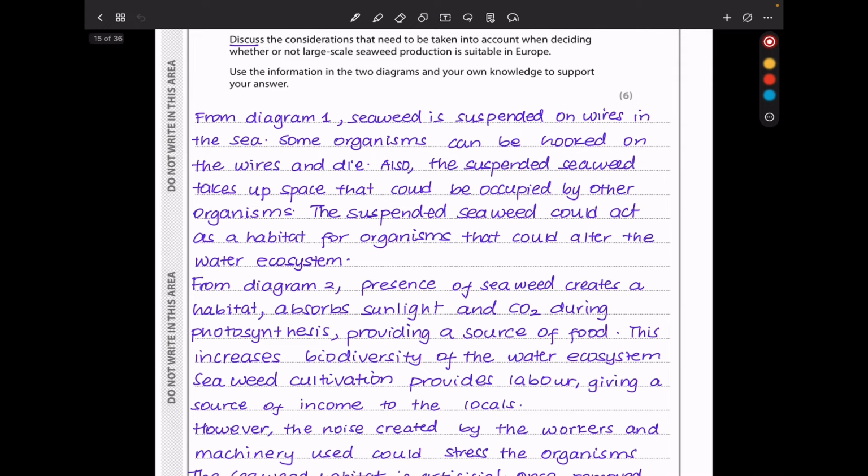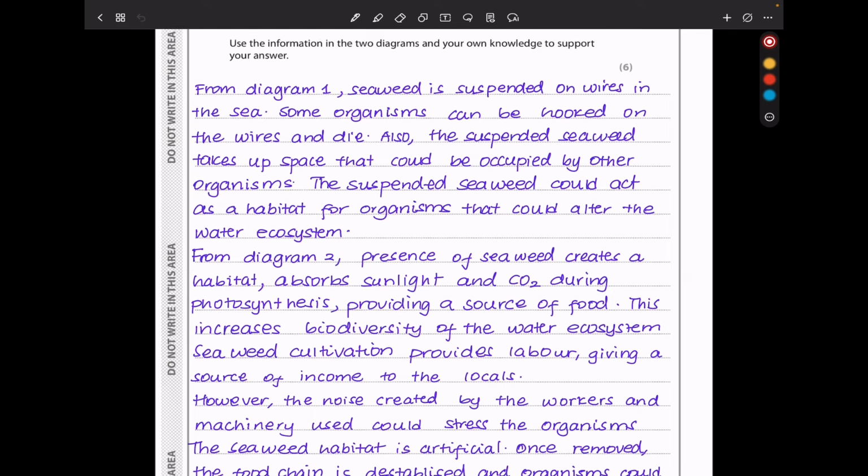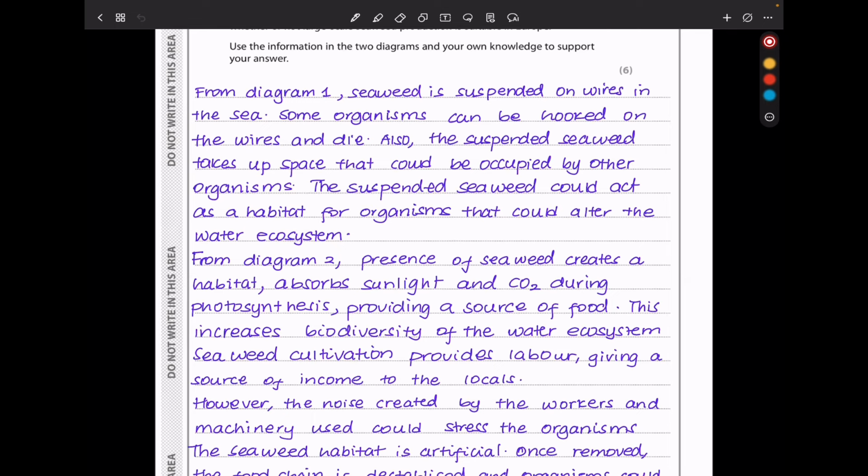So from diagram 1, seaweed is suspended on wires in the sea. Some organisms can be hooked on the wires and die. Also, the suspended seaweed takes up space that could be occupied by other organisms. The suspended seaweed could act as a habitat for organisms that could alter the water ecosystem. This depends on the organisms that are inhabiting the ecosystem. If they are predators or they are prey, there is a way they're going to have an effect on the food chain and therefore alter the ecosystem.